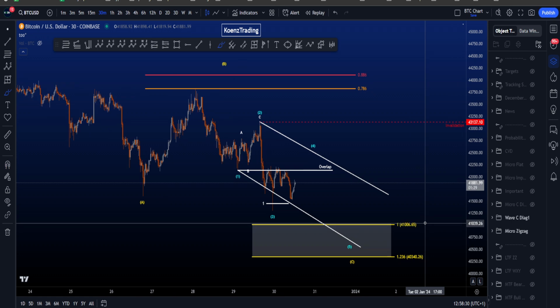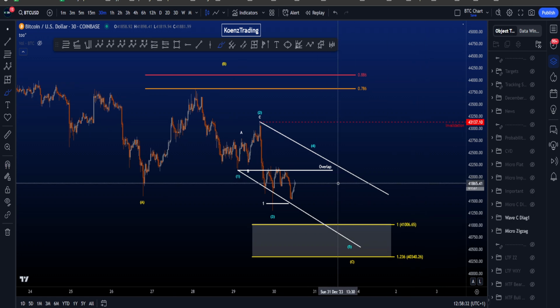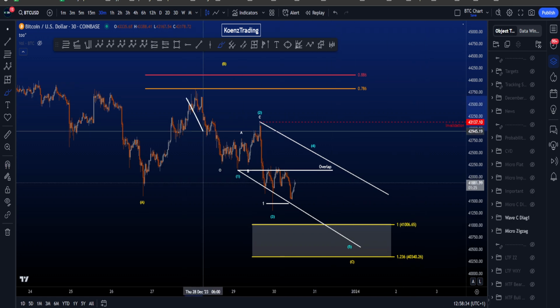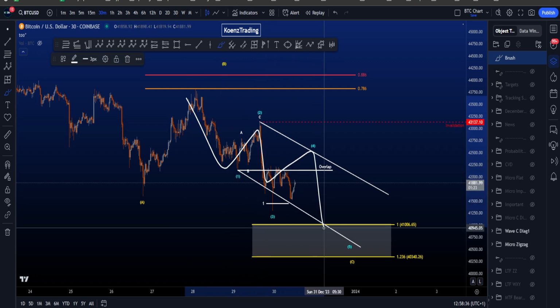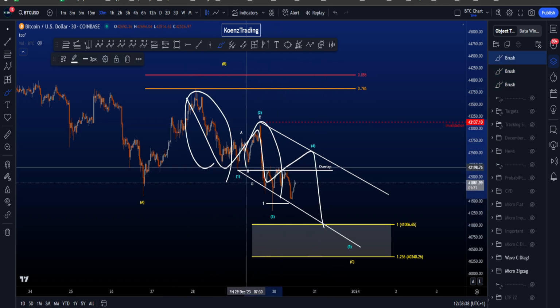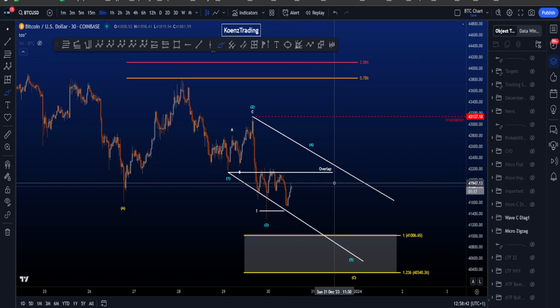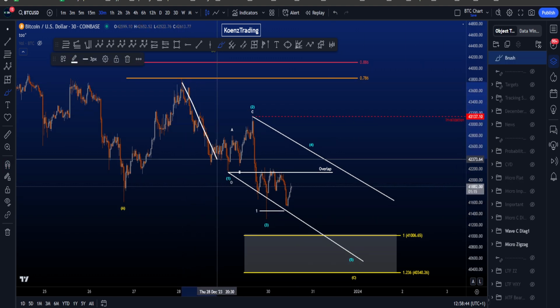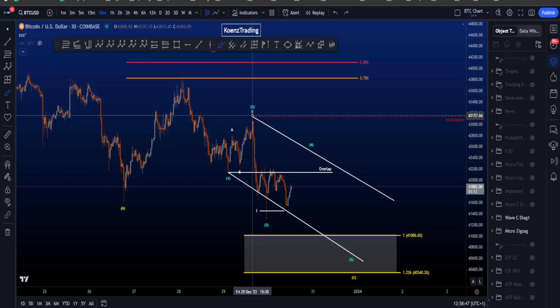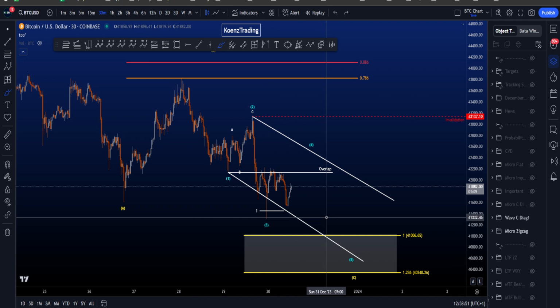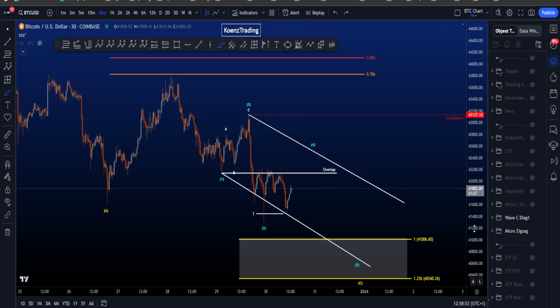Now, important in an ending diagonal is that all the waves are zigzag structures and not impulse, zigzag, impulse, zigzag, impulse. You don't want to see impulses in 1, 3, and 5, and that is a bit of an issue in this particular scenario, because this move down looks very much like an impulse. This one also looks like an impulse. So it's definitely not the highest probability scenario here.